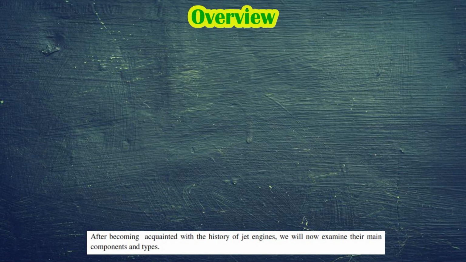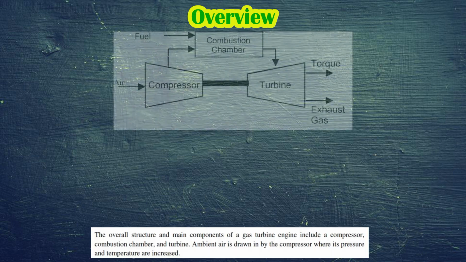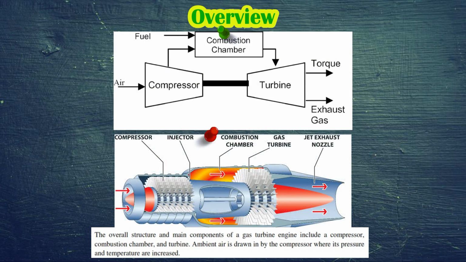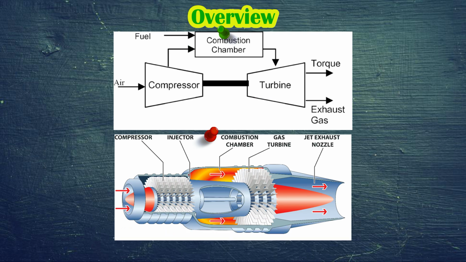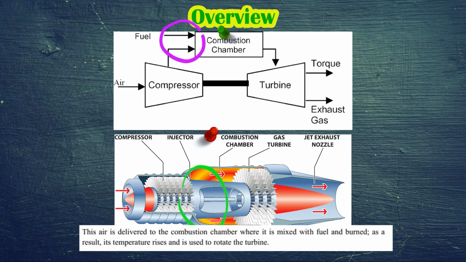After becoming acquainted with the history of jet engines, we will now examine their main components and types. The overall structure and main components of a gas turbine engine include the compressor, combustion chamber, and turbine. Ambient air is drawn in by the compressor where its pressure and temperature are increased. This air is delivered to the combustion chamber where it is mixed with fuel and burned. As a result, its temperature rises and is used to rotate the turbine.